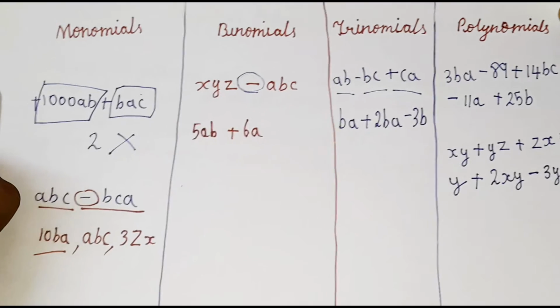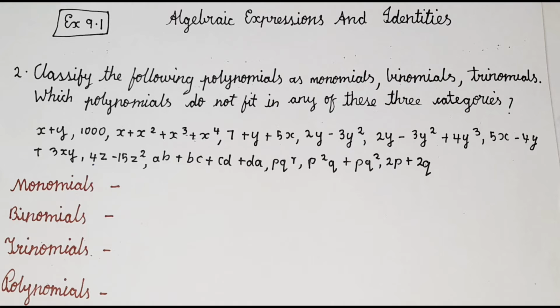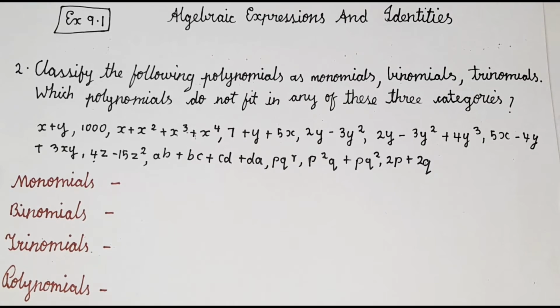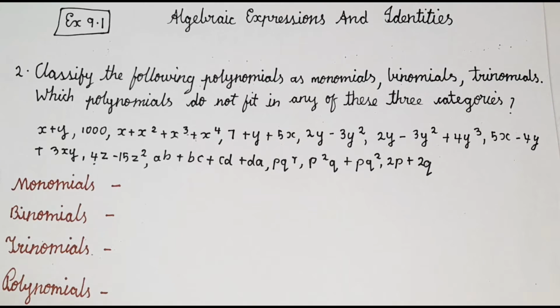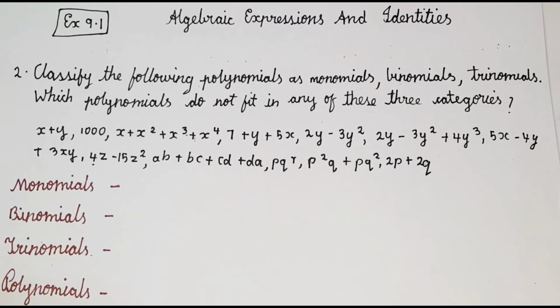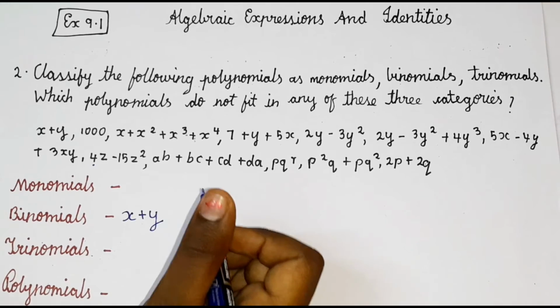So now let's solve the second question. Our second question is we should classify each of these. Am I right? So first let's go like this, order wise. Our first question is x plus y. So it's having 2 terms. 2 terms means, of course you guys know it is a binomial, okay. So 2 terms, that's why binomial. How did I find it has 2 terms? Because it is split by a plus symbol. So x plus y is a binomial.